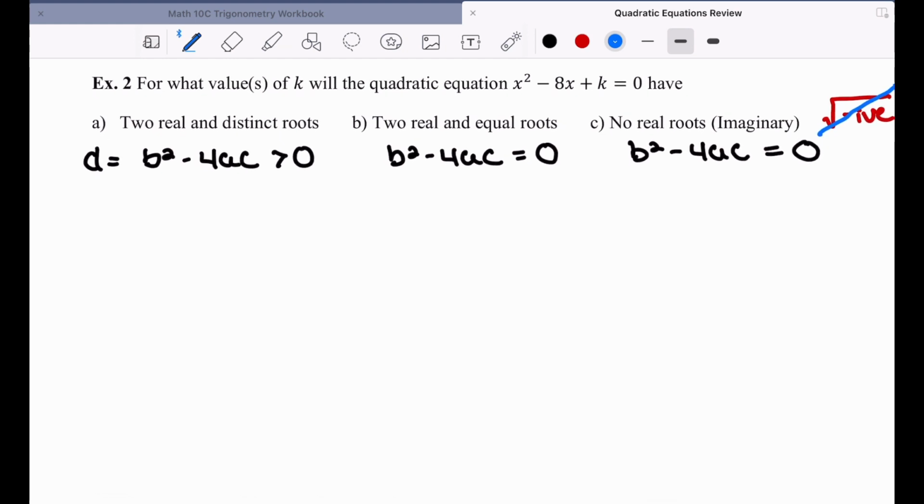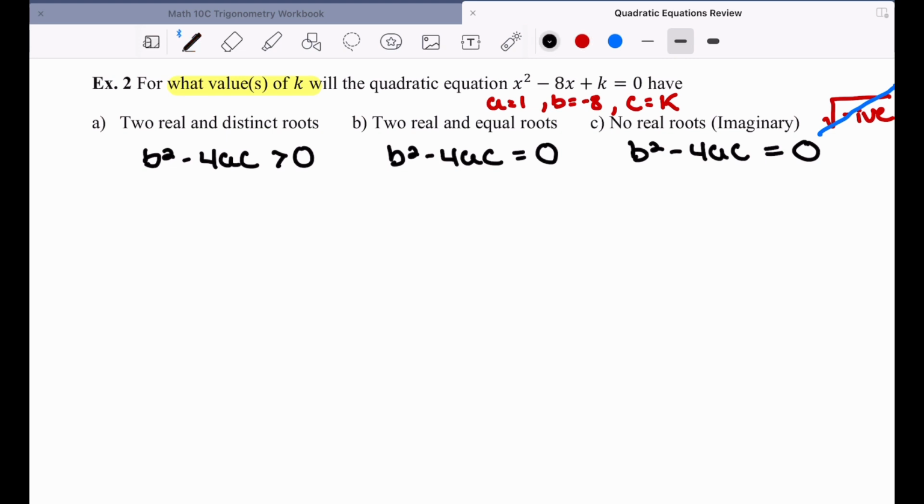Now let's classify based on our question here. What are the A's, B's, and C's? Our A is equal to 1. Our B is equal to -8. And then the C value is just k, and k is what we're looking for here. It says find the values of k where the quadratic will have two real and equal, two real and distinct, or no real roots. Let's start back at part A here.